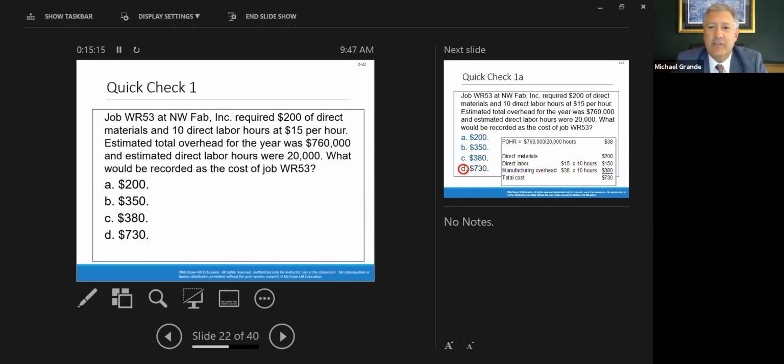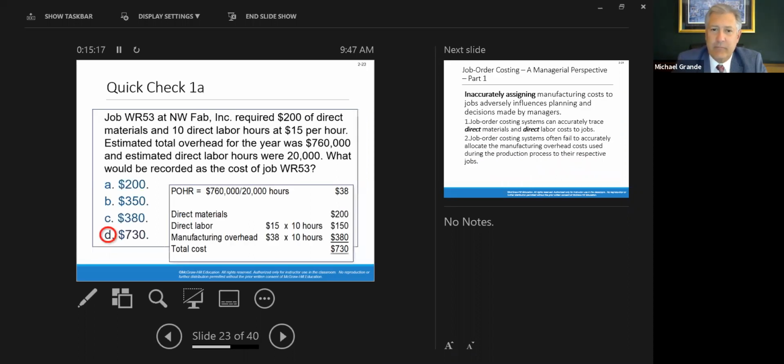What would you record as the cost of the job? So predetermined overhead rate is $38 per hour. We've got direct materials, which we just talked about. We've got direct labor at 10 hours, $150. And manufacturing overhead, because manufacturing overhead is allocated based on direct labor hours, you've got 10 hours at $38, you've got $380. So the cost of this job, which includes direct materials, direct labor, manufacturing overhead, is $730.